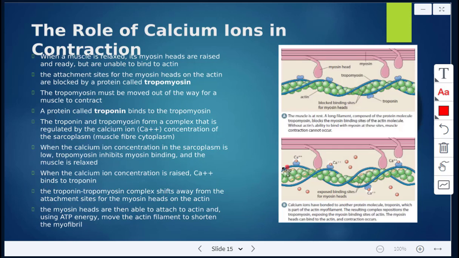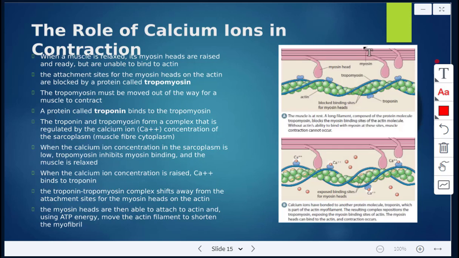Here we can see they've kind of shifted off of those attachment sites. And the myosin heads are now able to attach to actin, and then using the ATP energy, they can move the actin filament to shorten the myofibril.